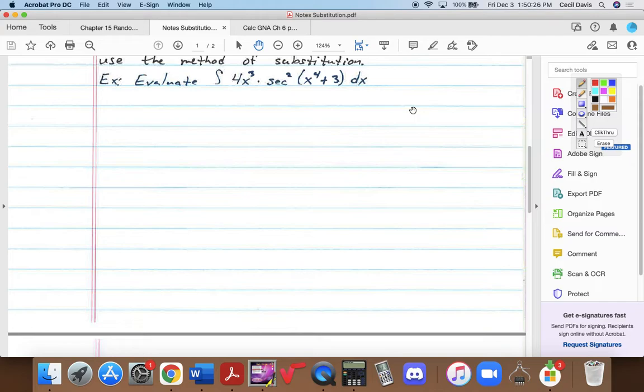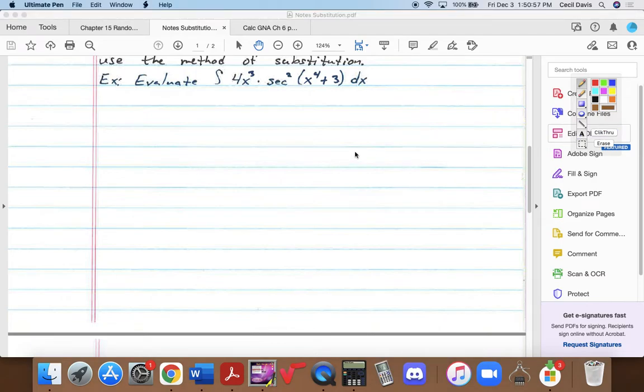What I want to do is do it by the method of substitution to show you how the method of substitution works. Okay, so for this problem, if I was doing this on a homework set, I would absolutely not use substitution because I can do it faster just by going, oh yeah, the derivative of my inside function is this function. So this is just going to be tangent of x to the fourth plus 3, done. Plus a constant, of course.